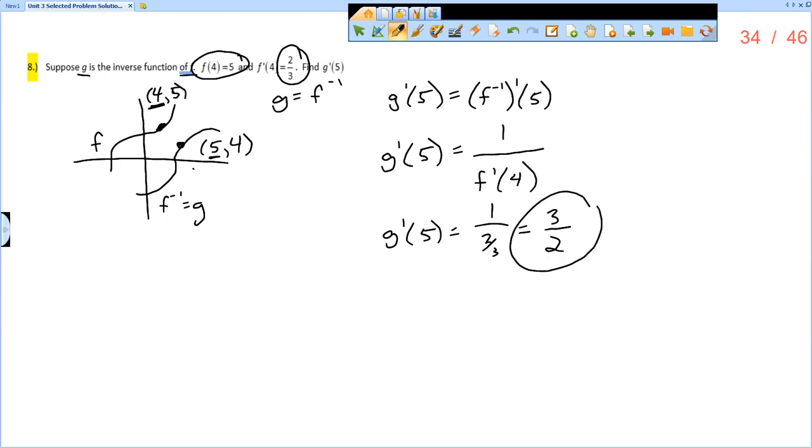And so that's it. Really not a lot of work, or really no work to do, but you need to understand the notation.